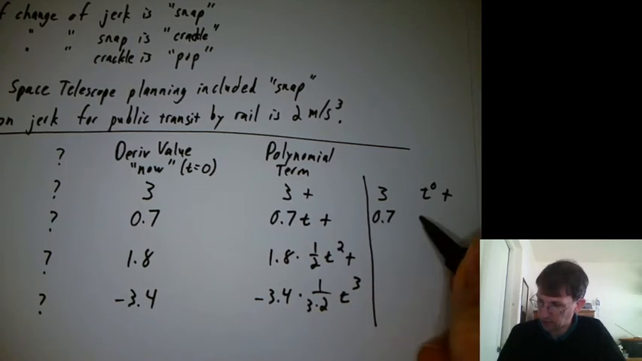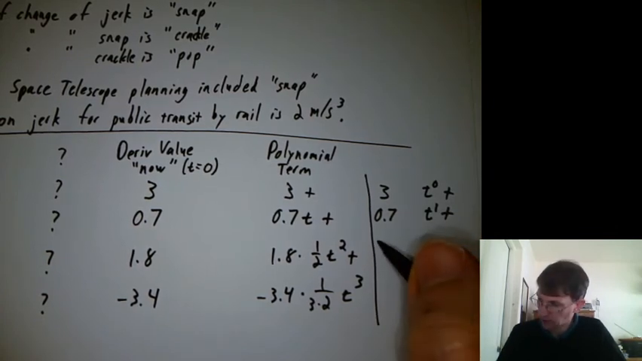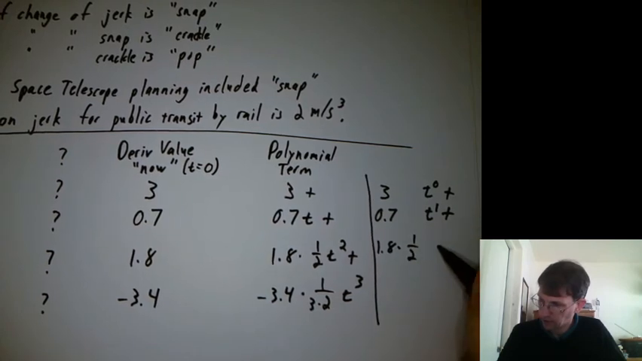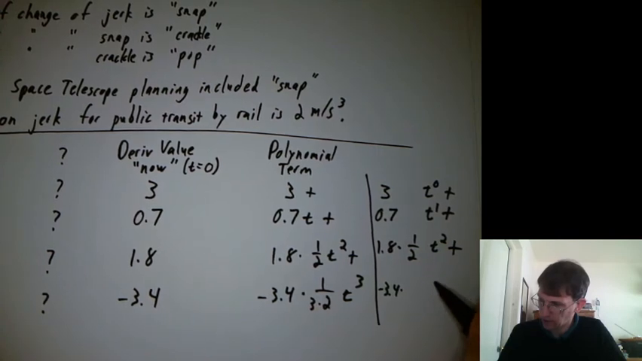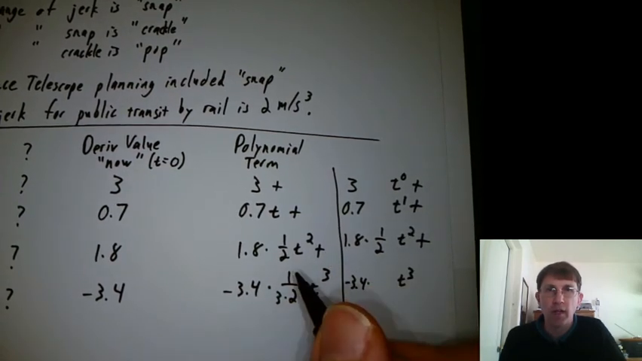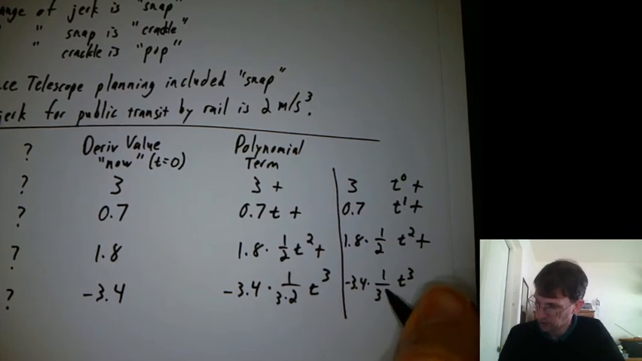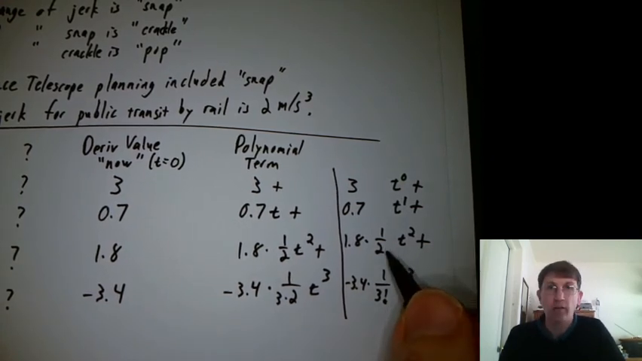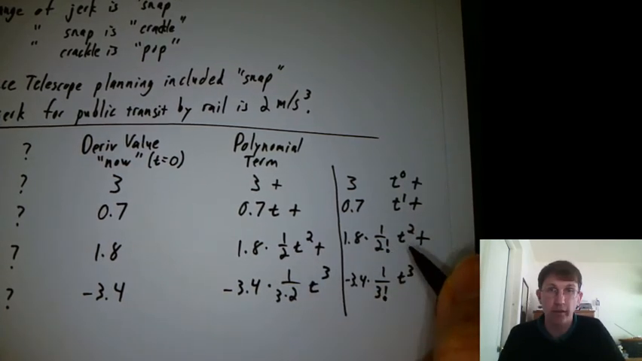This would be 0.7. I'm leaving a gap here for the fraction thing. T to the 1. So that way that t has a power on it. 1.8 times 1/2 t to the 2. Negative 3.4 times fraction times t cubed. So what fractions could we put here? This 1 over 3 times 2, though 3 times 2 is like 3 times 2 times 1, right? Which is a factorial. So I could put 1 over 3 factorial here. What is 2 factorial? It's 2 times 1, which is 2, so that works. So I could say 1 over 2 factorial there.